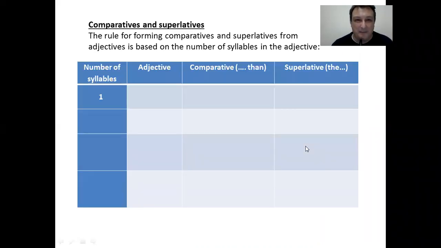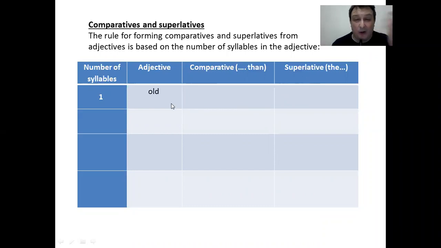So when we know the size of the adjective, we know the number of syllables, then we can form the comparative and the superlative. First, what is the comparative? What is the superlative? Well, the comparative is when we want to make a comparison between two things. And the superlative is when we want to make a comparison of one thing against everything else.